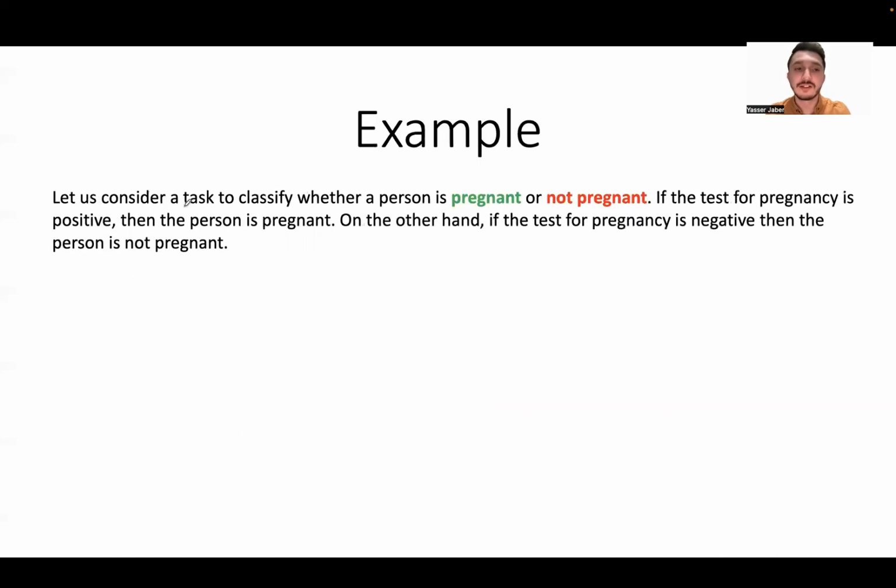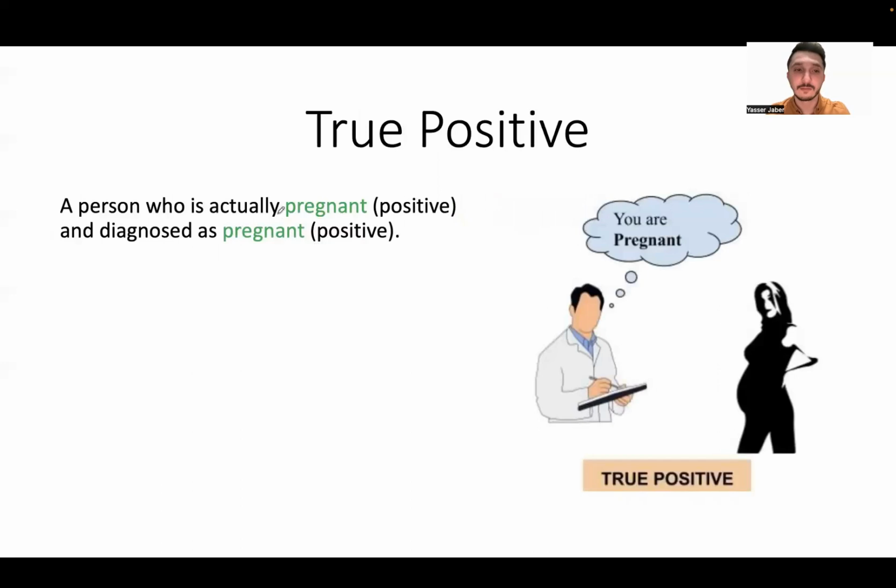So let's consider a task to classify whether a person is pregnant or not pregnant. If the test for pregnancy is positive, then the person is pregnant. On the other hand, if the test for pregnancy is negative, then the person is considered not to be pregnant. Okay? So now let's define these four terms in this example.